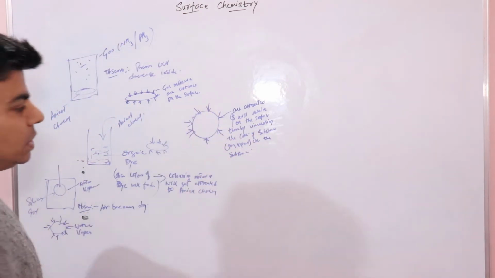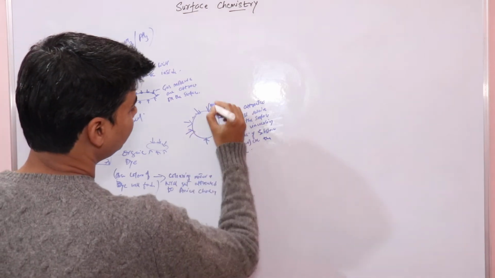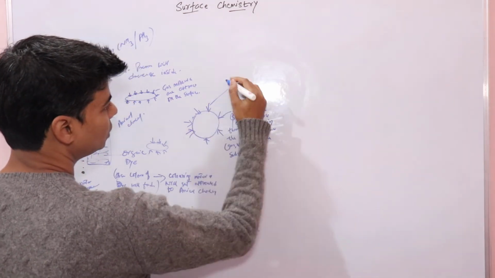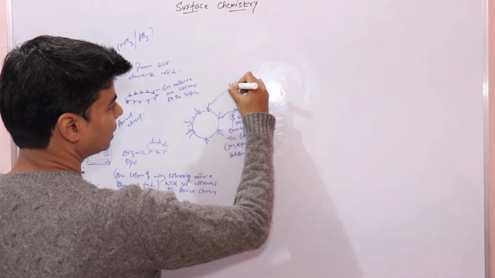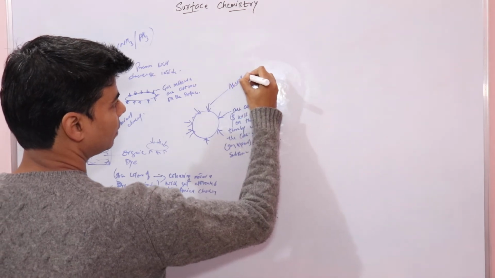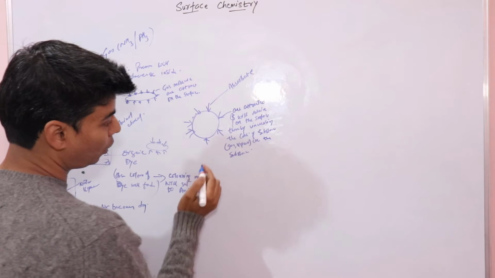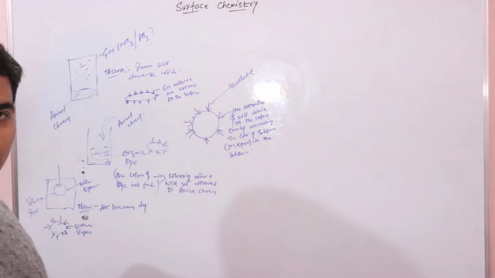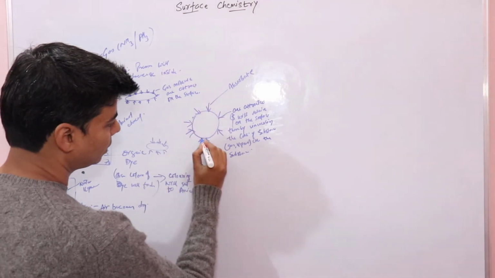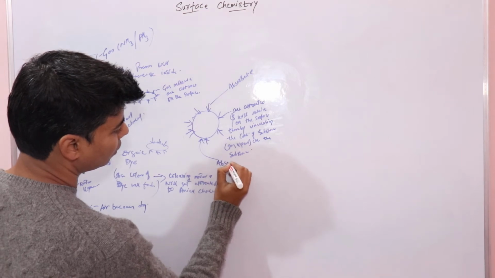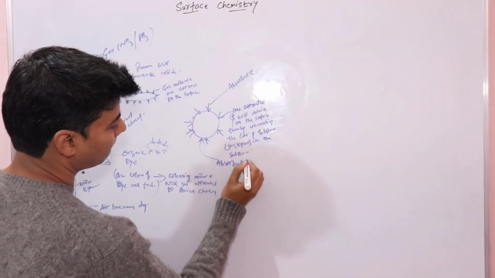The gas molecules here, or the water vapor, will be called the adsorbate, right? And the substance onto which these gas molecules are attracted is known as the adsorbent. This is known as your adsorbent.